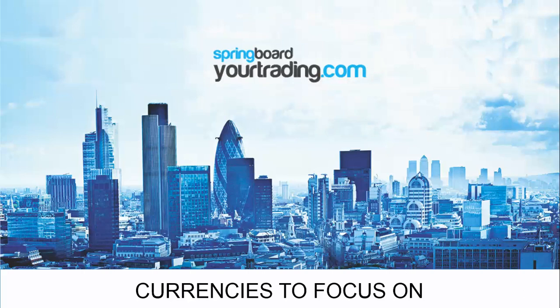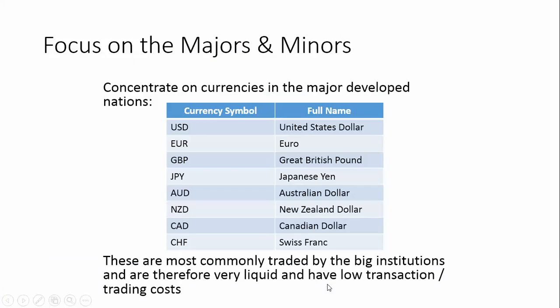So in the last video we were concentrating on which specific news items to focus in on. Now we're going to concentrate on the currencies to focus in on, because there are certain currencies that are more optimum to trade than others for news-based trading. So the currencies I want you guys to focus in on are those from the major developed nations.